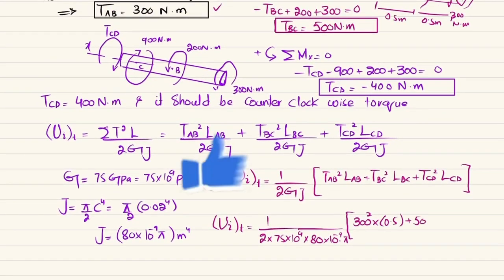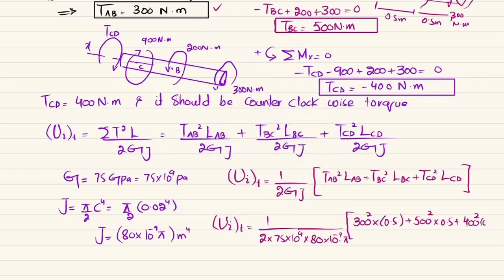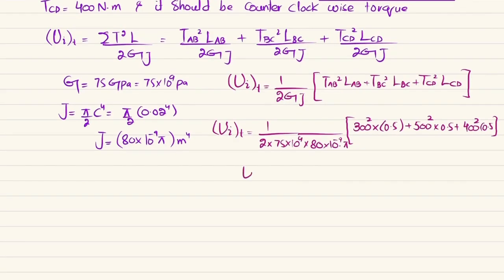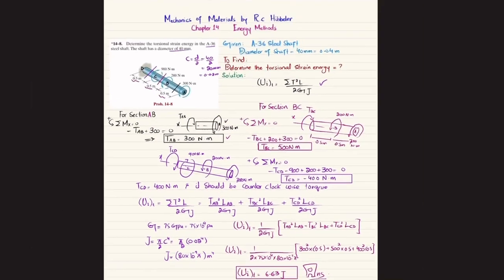TBC is 500 Newton into meter. So 500 square into 0.5 plus TCD is 400, so 400 square into 0.5. Okay. Now you have all the values. If you simplify it and solve it using calculator, you will get strain energy due to torsion comes out to be 6.63 joules. So this is the amount of strain energy due to torsion that will be stored in this shaft. And that was all about this problem 14-8.